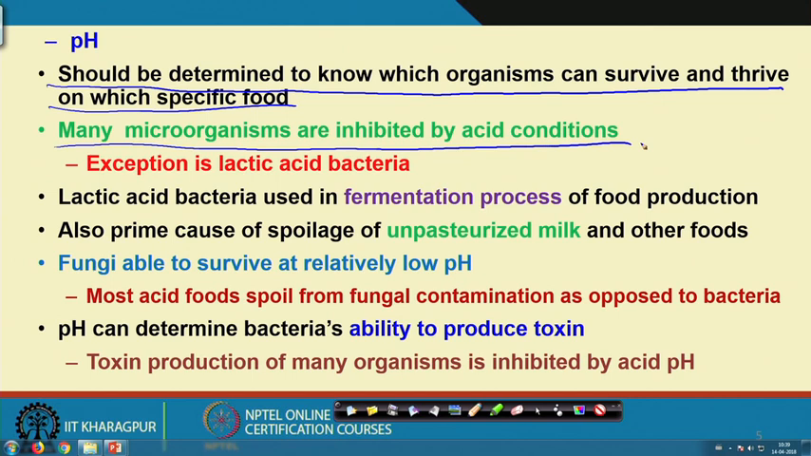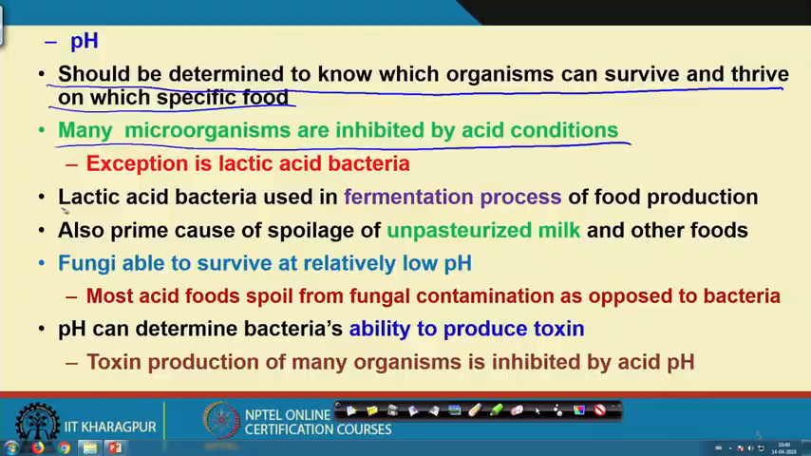The exception is lactic acid bacteria. The other day I was saying, if you remember, that lactic acid bacteria use the lactose in milk, and that lactose is converted into lactic acid. Now, the beauty of it is that lactic acid is being produced by the lactic acid bacteria, and a lot of lactic acid is bringing down the pH. Under those conditions, other organisms cannot come in and get into that. Of course, after a certain time these organisms also will not be able to grow. But when they are active, others cannot come in because the acid level is high, right.